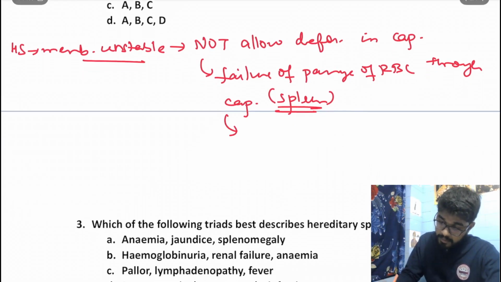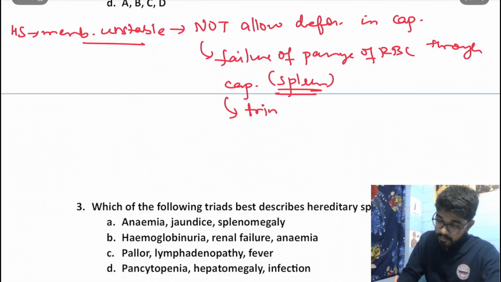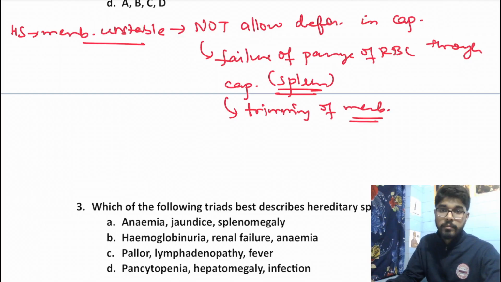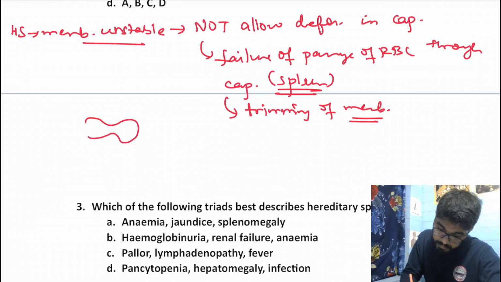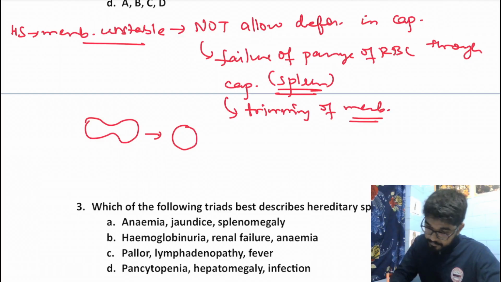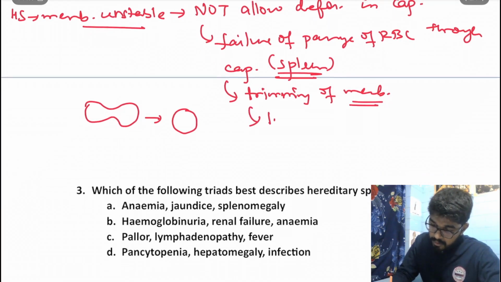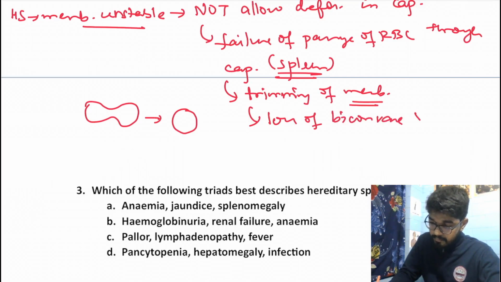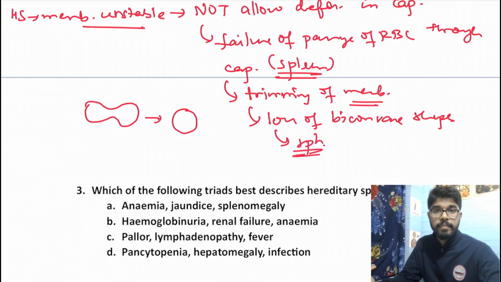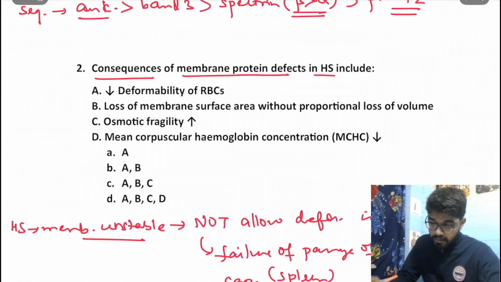Now, what happens in the capillary beds? There is trimming of the membrane of RBCs, and this results in conversion of the biconcave RBCs into a sphere. This leads to loss of the biconcave shape and finally formation of spherocytes. Let's now have a look at the options.